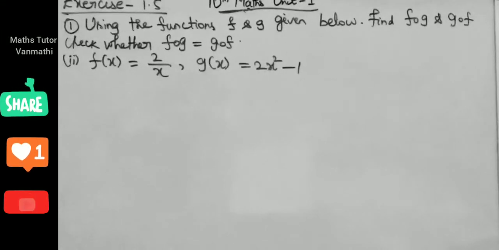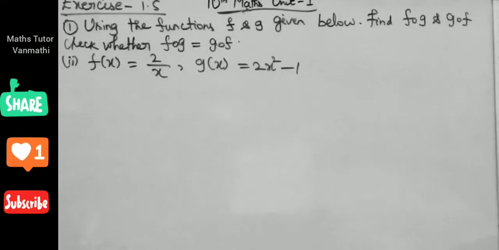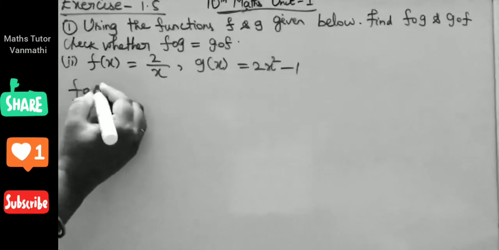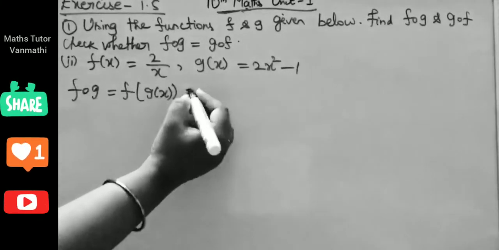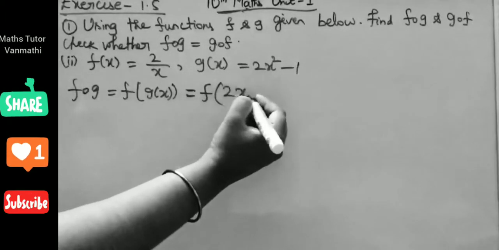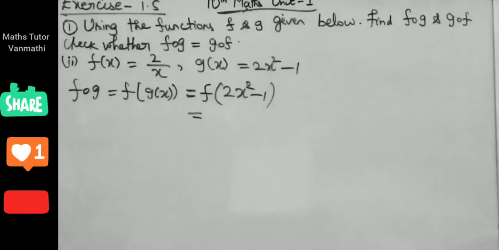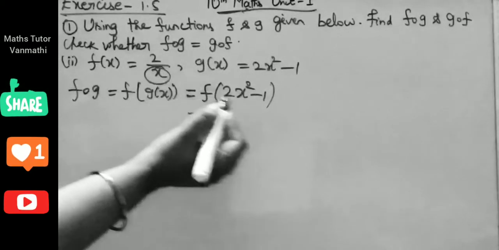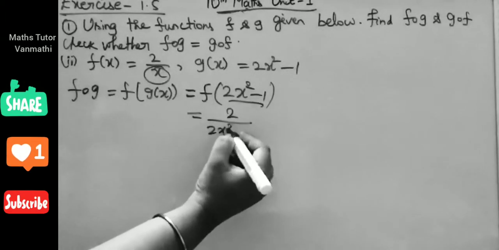This is your second subdivision. f of x equal to 2 by x and g of x equal to 2x square minus 1. First we are going to find f composite g, which is your f of g of x. f of g of x, where g of x is 2x square minus 1. Clear? Next, f of x is 2 by x, so in the place of x you replace this value. Then 2 divided by 2x square minus 1.